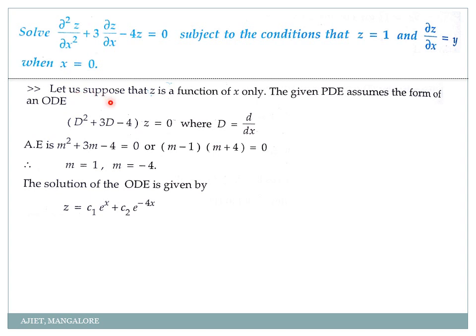Correct? So this PDE I am assuming as an ODE as follows. d²z/dx² = a²z, or I am writing it as (D² − a²)z = 0, when I take this a²z to the other side, it becomes minus, where capital D is nothing but d/dx. Then my auxiliary equation is m² − a² = 0, or m² = a², or m = ±a.